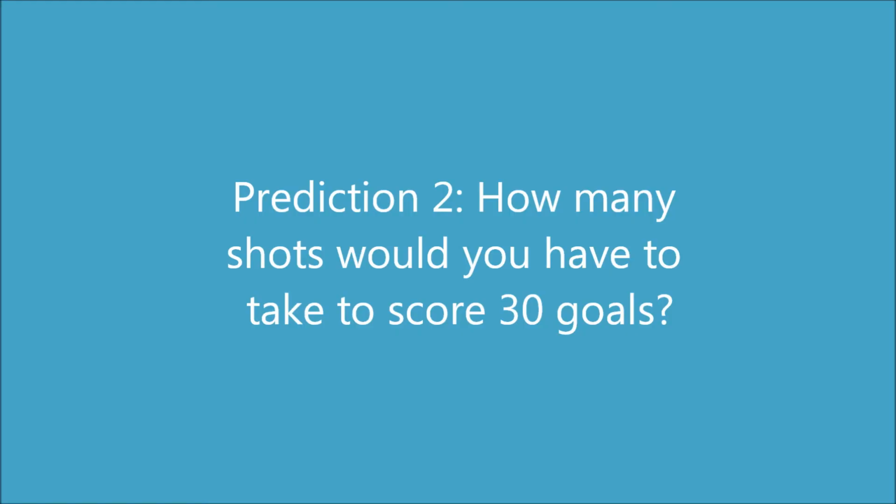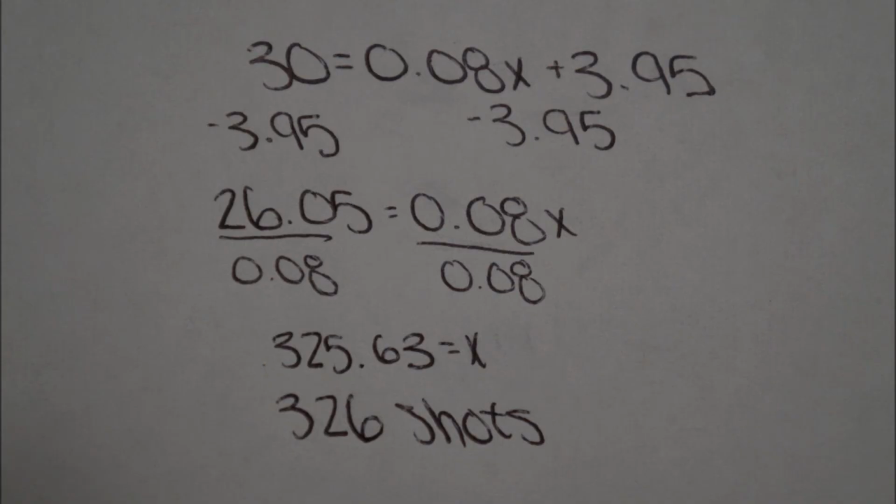How many shots would you have to take to score 30 goals? To solve this equation, substitute 30 for y. Subtract 3.95 from both sides and then divide both sides by 0.08. The answer is 325.63, but round up to the nearest integer of 326.